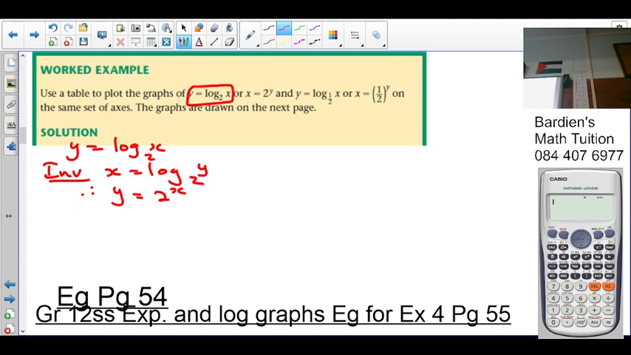So what I do is I now draw a table. That's an x and a y. That is negative 1, 0 and 1, which is going to give me a half, 1 and 2.